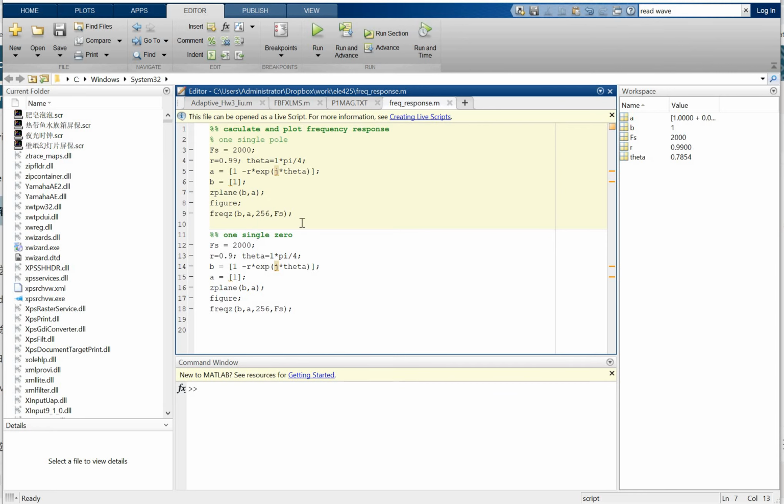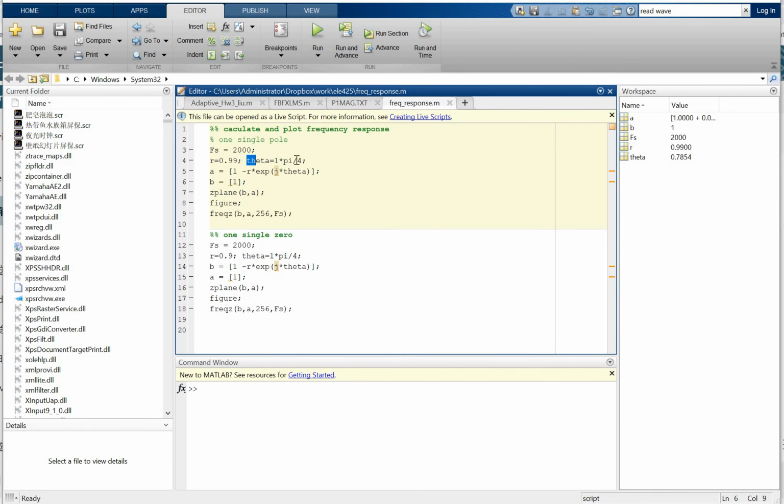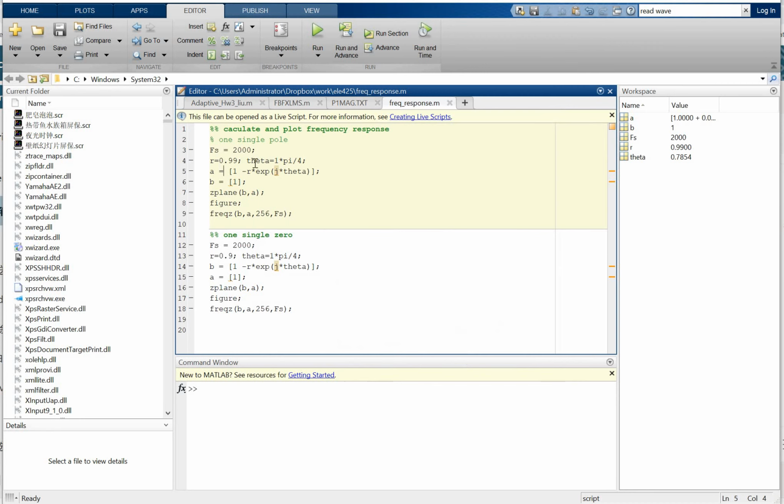For a single pole system, we're going to have a peak in your frequency response. Where this peak is, is determined by theta. And how sharp or how smooth this peak is, is determined by R.